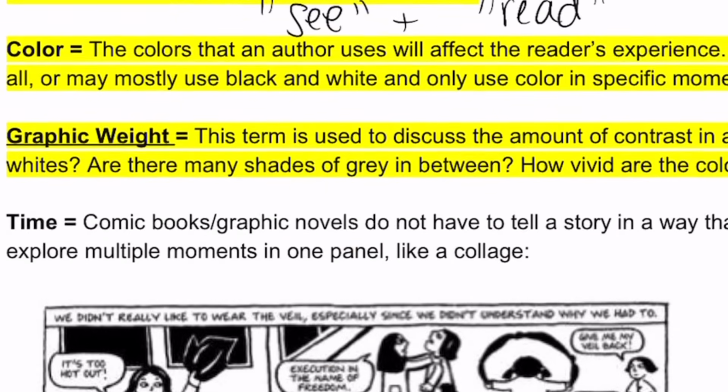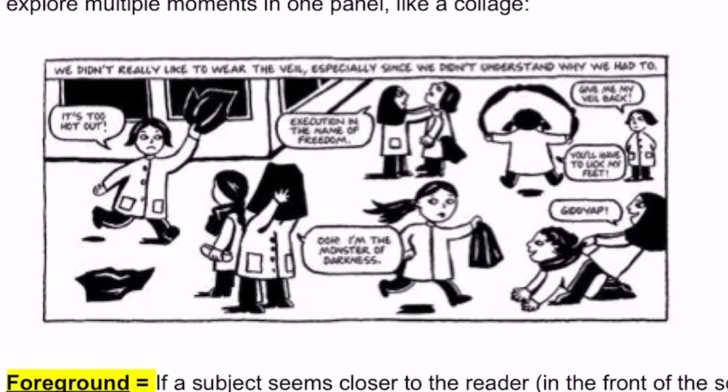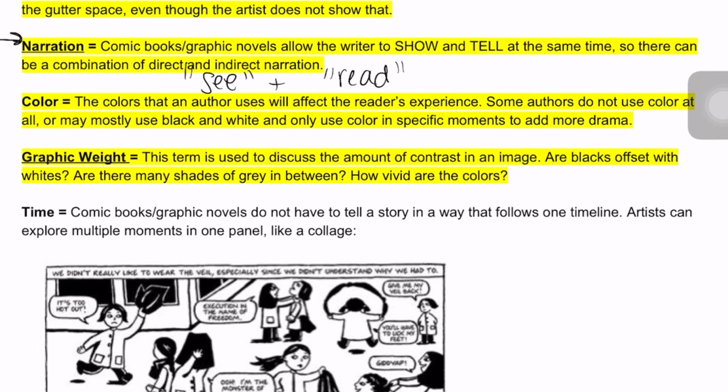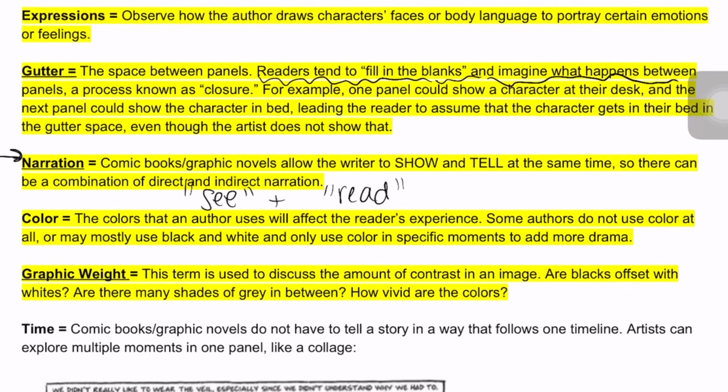The next few all have to do with the way the panel looks and how the author designed that particular panel. So it has to do with the color, and where things are placed in the panel itself. Color, obviously, is the colors that the author uses that will affect the reader's experience. A lot of times graphic novels could be in black and white, but sometimes there might be color, and you'll see that in a few examples at the bottom of this page.